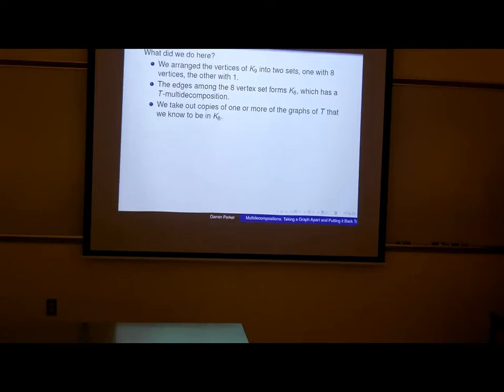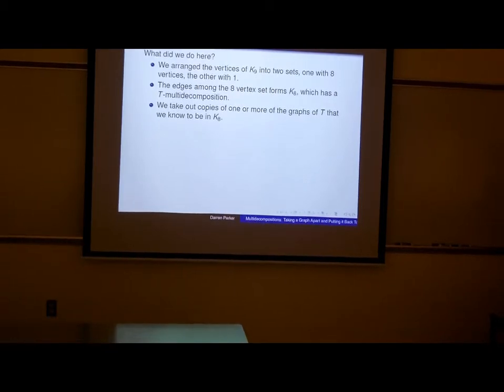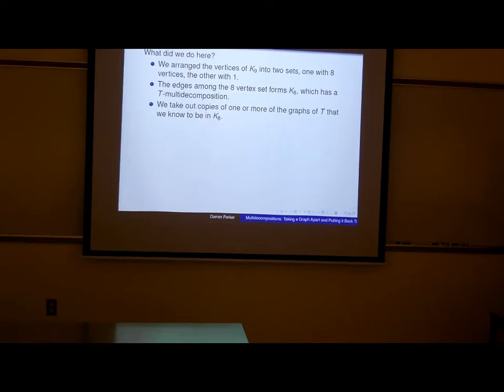Except that we take out copies of one or more of the graphs in that graph pair that we know to be in K8. And actually, in this case, we need to know more. We need to know where they were. We need to know one was in that first set of 4 vertices and one was in that second set of 4 vertices. Incidentally, this is sometimes not easy to do. It's sometimes impossible to do. This is something that gave us fits when we were working on other problems.